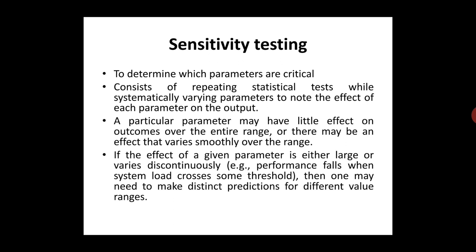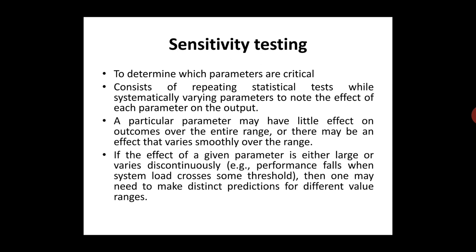A particular parameter may have little effect on outcomes over the entire range, or there may be an effect that varies smoothly over a range. Of course, they have given one example in the last point. If the effect of a given parameter is either large or varies discontinuously, consider the main example they have given. If you have a system which is loaded, and the system load crosses some threshold, what will happen? The performance will be degraded. That is the major point.